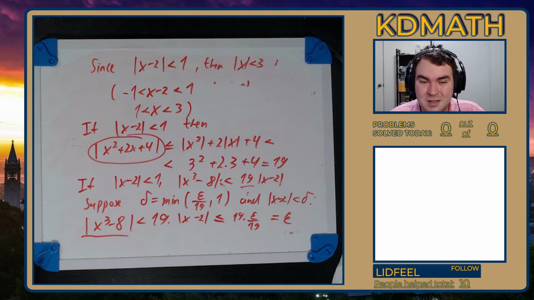I've skipped maybe one line in this entire proof, but again, as you're working through it, as you're trying to find that delta, it will be very clear why there's an epsilon over 19. It's because of that 19 that we derived a little bit further up on that board.